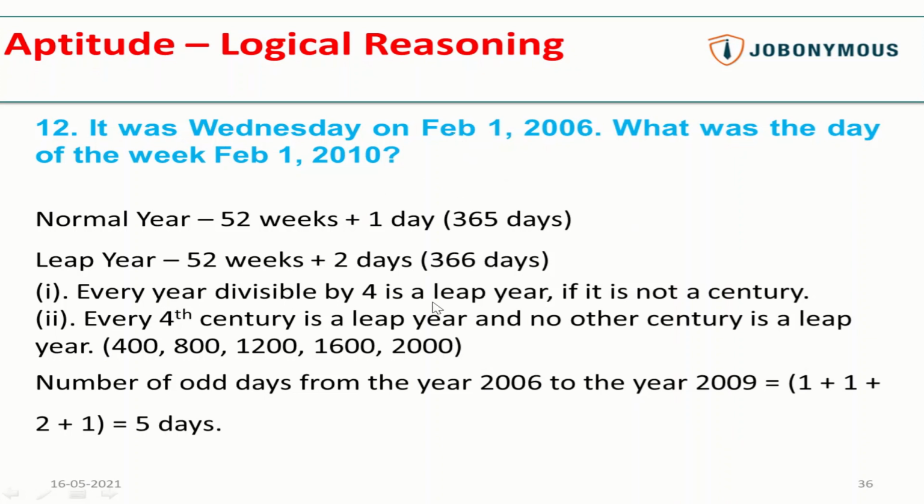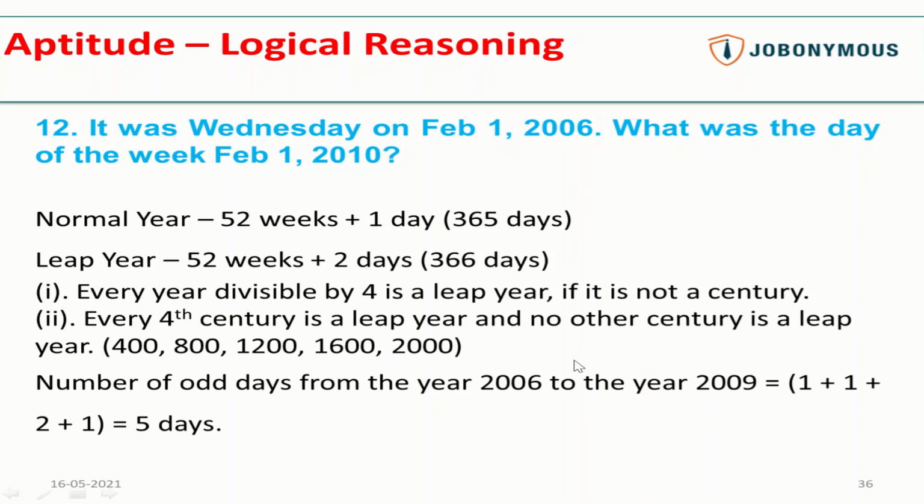And then how can you find the leap year? Every year divisible by 4 is a leap year if it is not a century. Century means 100, 200, 300. But every 4th century is a leap year, and no other century is a leap year. So 400, 800, 1200, 1600, 2000, these all are leap years. Other centuries like 2100, 1900, 1800 are not leap years. So here you can see that 2000 will be a leap year, so 2008 will also be a leap year. So one leap year will be there between 2006 and 2010.